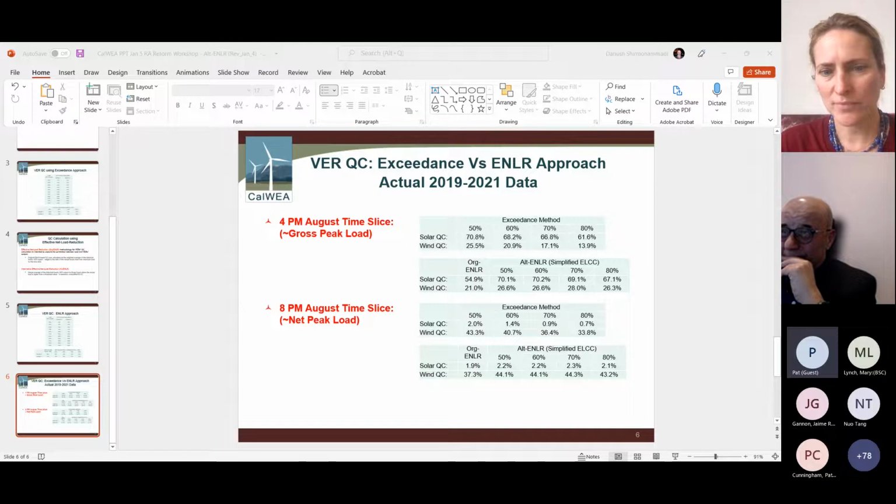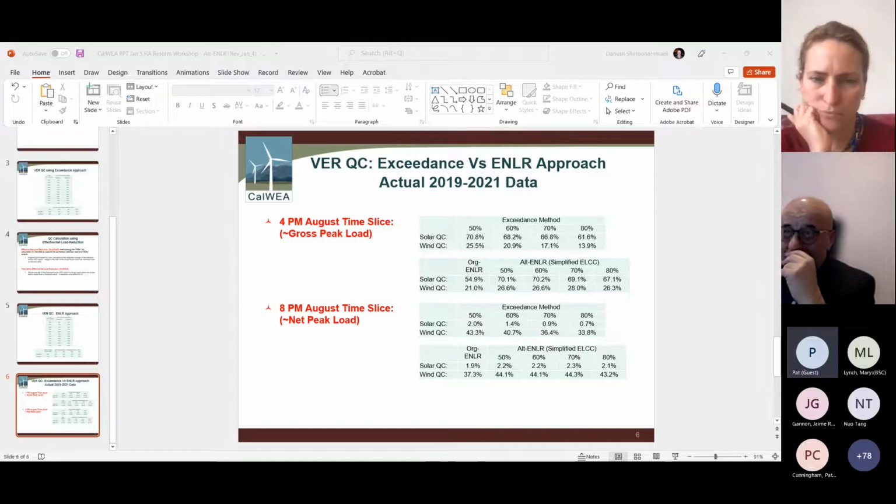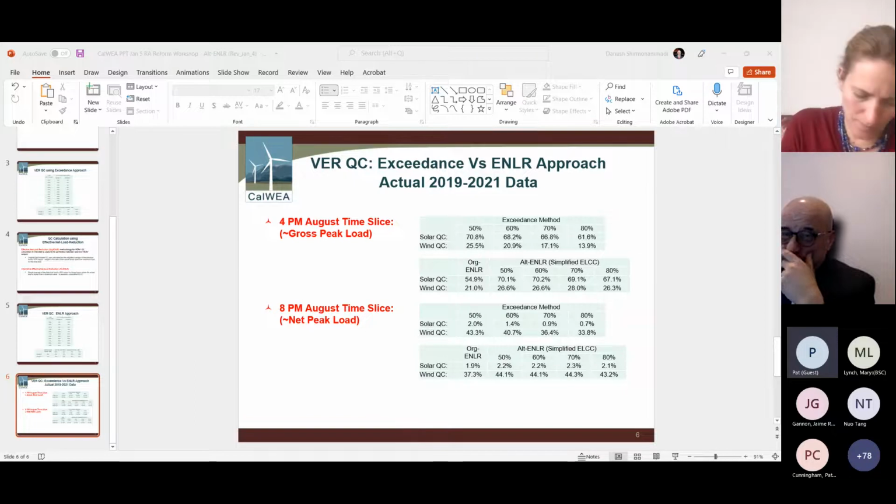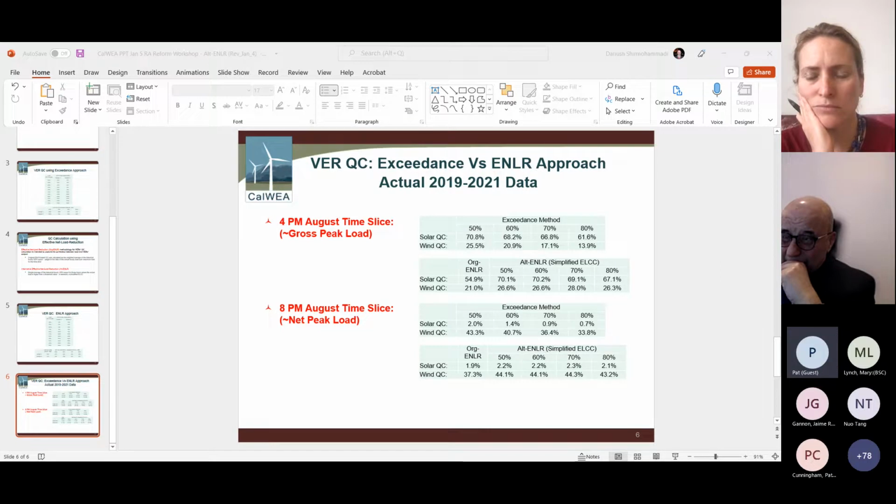I would maybe like a little bit more of a fuller explanation on how you see this working with the TwoSlice proposal. So would you have to forecast each month what you think your net load and peak load hours are going to be, and then you would apply ENLR to those hours? Is that how it would work?